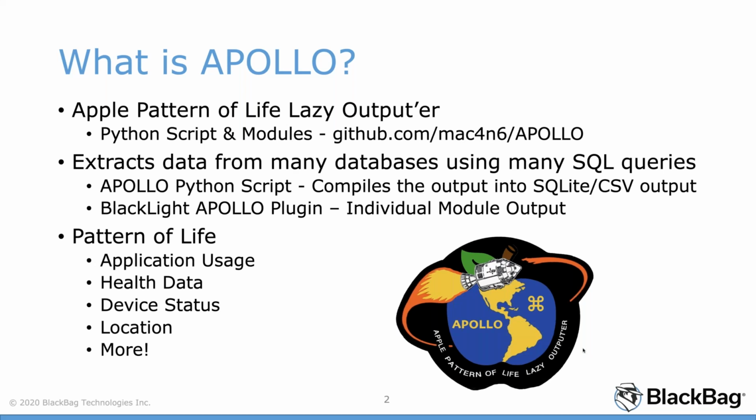I didn't have the time to do this over and over and over again, so Apollo really just does it for me. It's called the Apple Pattern of Life Lazy Outputter, and it truly is lazy. It just outputs to a SQLite or a CSV output. The output is not pretty, but it does get the job done. It does save a little bit of time. And it's extracting some pattern of life items here. A lot of these we're going to be talking about in this presentation, but everything from applications the user has used, their health data, device status, whether it's on, off, plugged in, whatnot, location, where the device was at a given point in time, and quite a few more subjects as we go along.